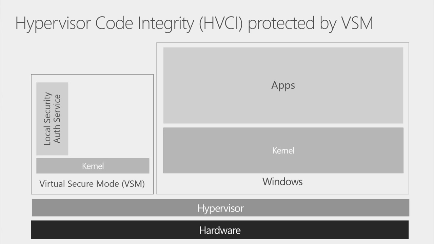But when we move this process and the data that it uses, the NTLM hashes, into the VSM, which is protected by hardware, because we have a type 1 hypervisor that's separating it from Windows, we have a condition where even if the Windows kernel is compromised, it still doesn't have access to that process.